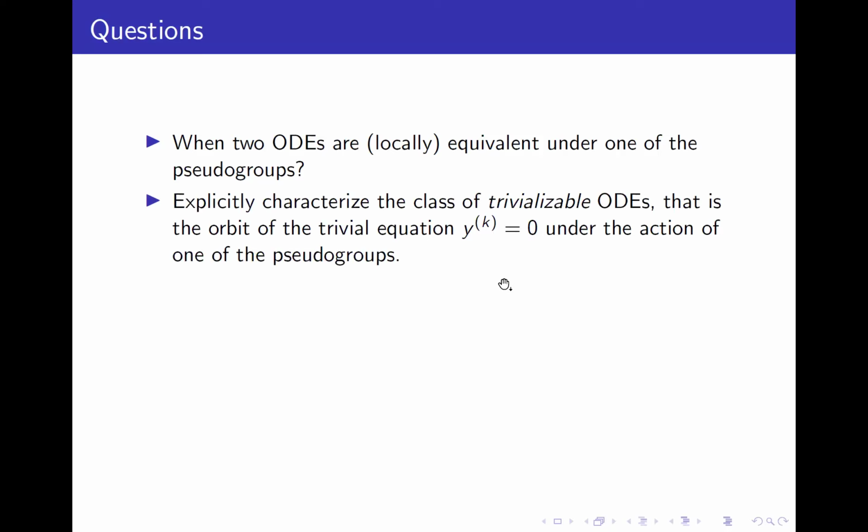So the question is, suppose we are given an equation, can we bring it to a trivial one via a transformation from a given pseudogroup? Such equations will be called trivializable under the pseudogroup. Well, G, I will use capital G to denote the pseudogroup normally. So in a way, we would like to characterize, or describe as explicitly as possible, the orbit of a trivial ODE under the action of the pseudogroup.